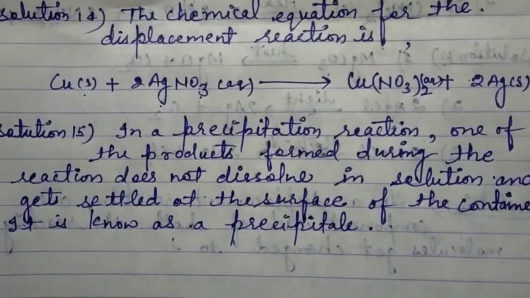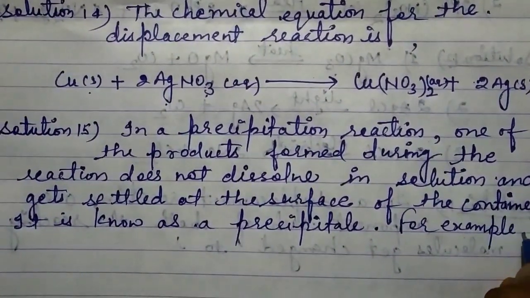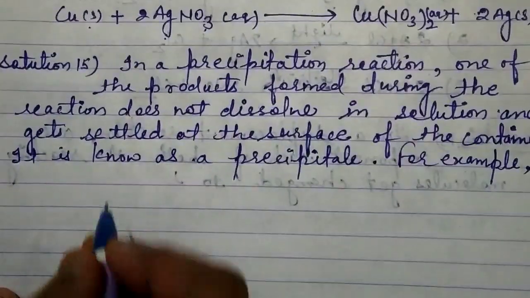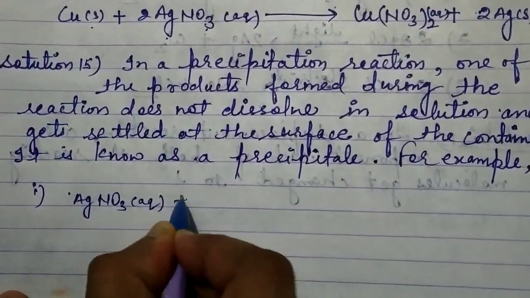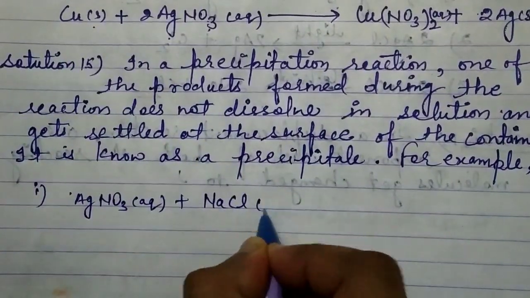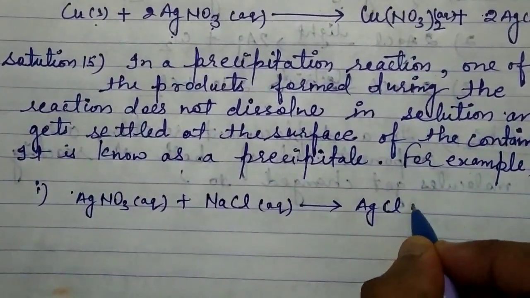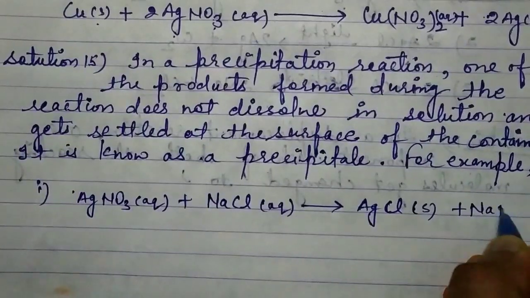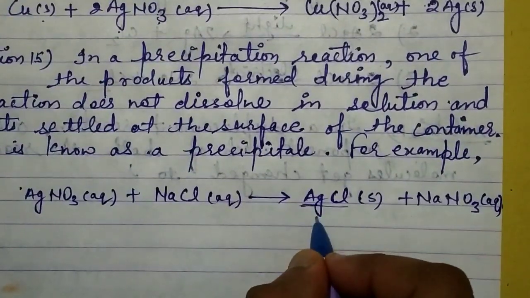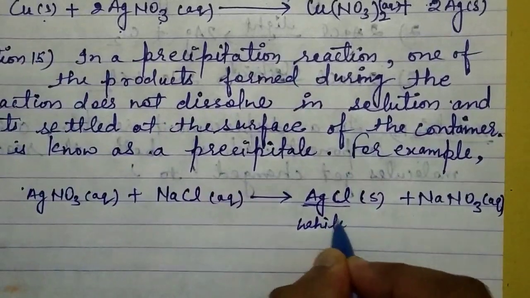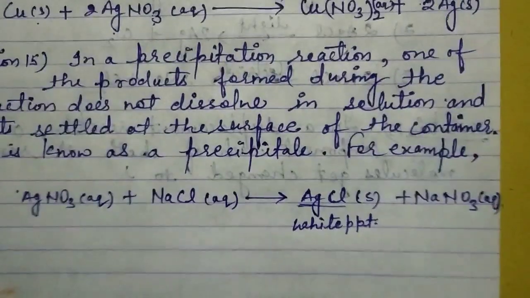OK, what does this do? It makes a precipitate. For example, first example: AgNO3, silver nitrate aqueous, when it reacts with sodium chloride, gives rise to AgCl, silver chloride, plus sodium nitrate. So here AgCl forms as a white PPT. In short, we call precipitate a PPT.